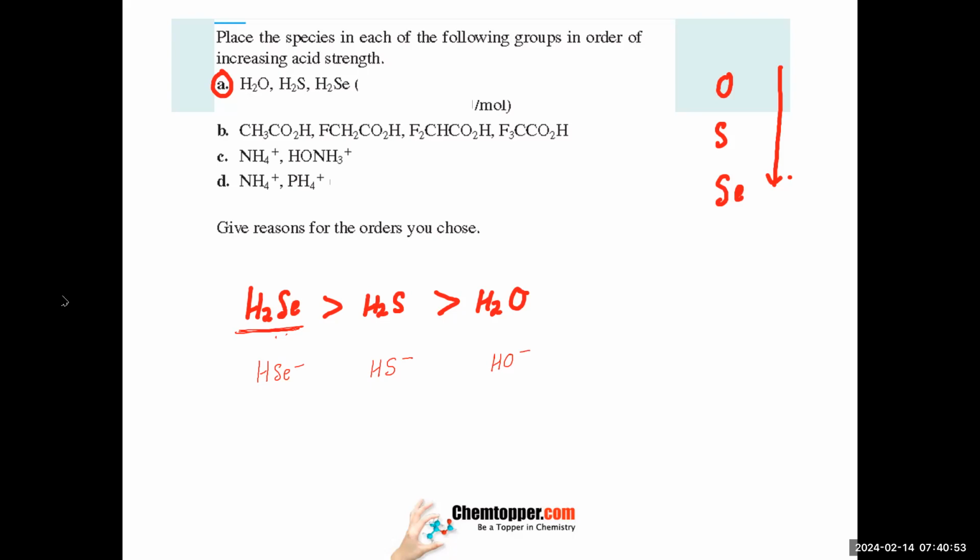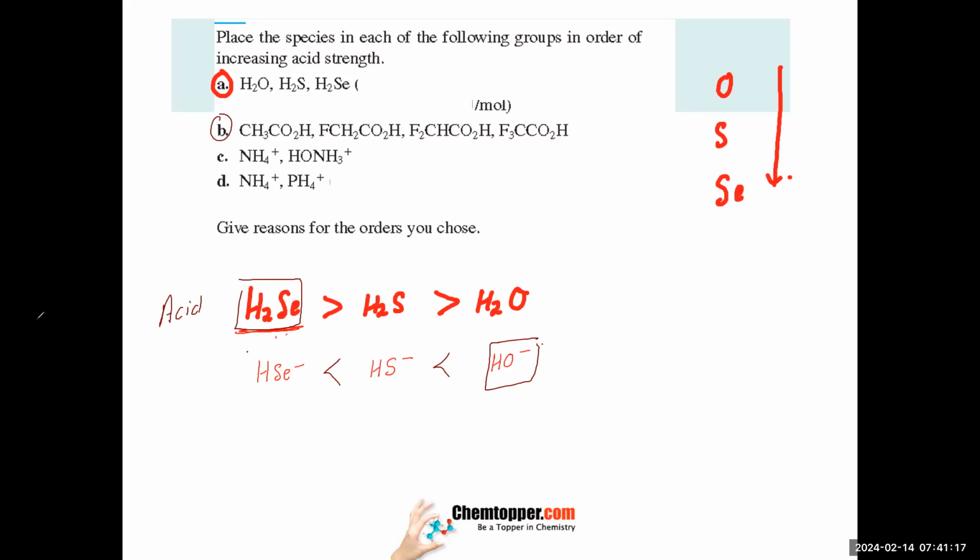Now which one is the stronger conjugate base? This is the acid order. This is the strongest acid. A stronger acid will give you a weaker conjugate base. Yes, you're right. OH minus is the strongest. Very good. Perfect, children. Okay, so now let's do the B part.